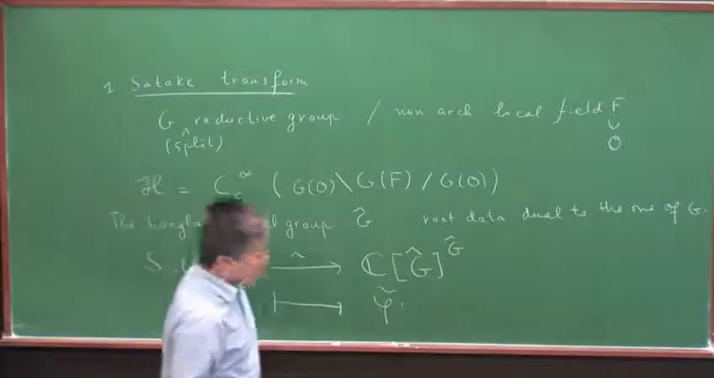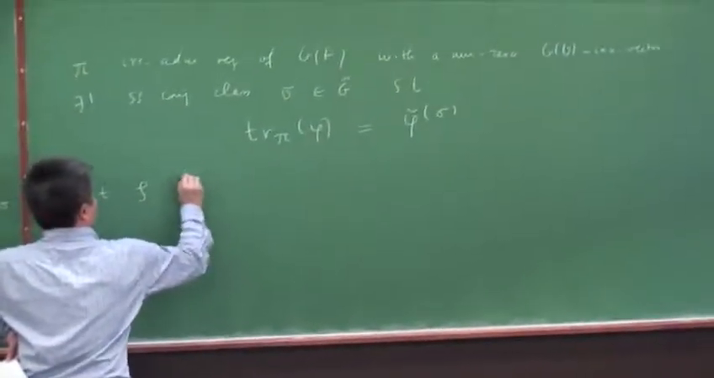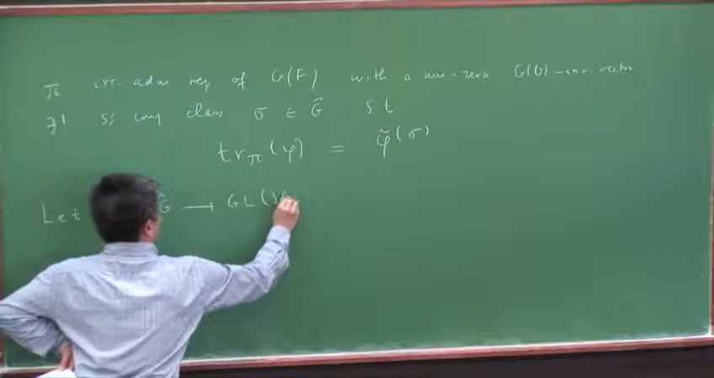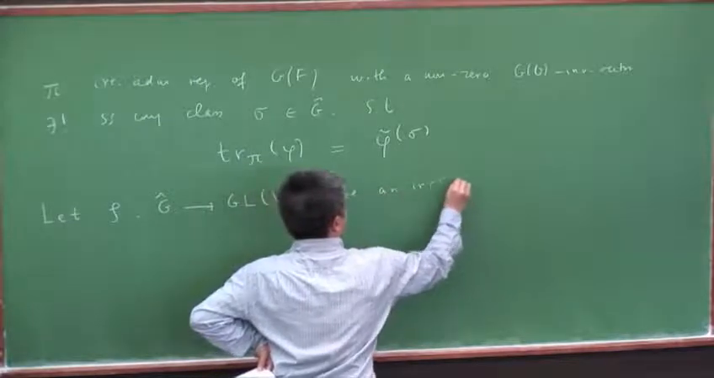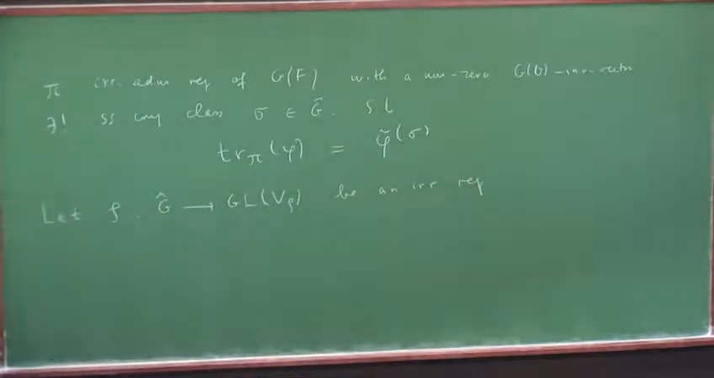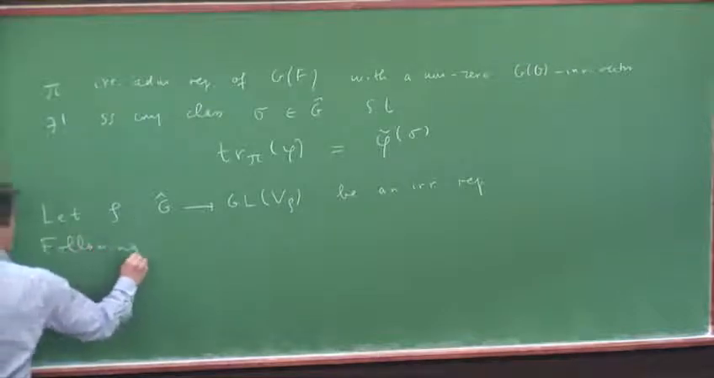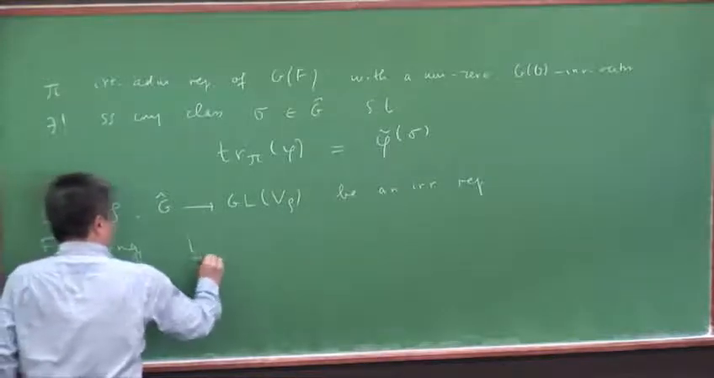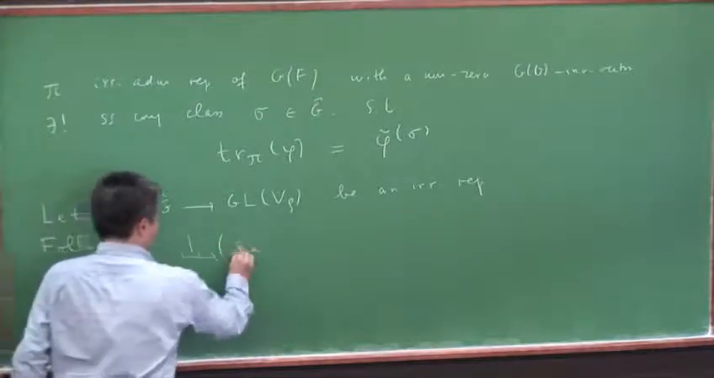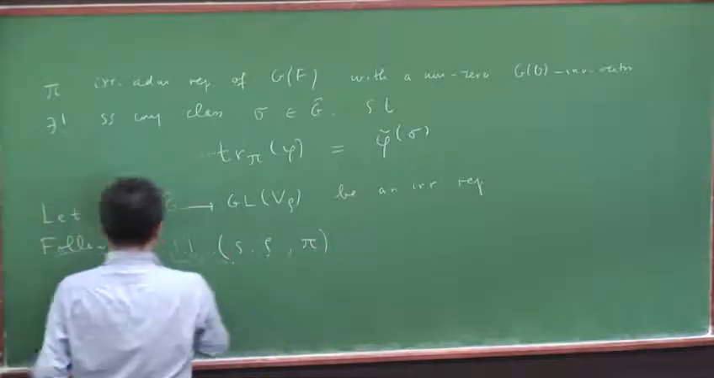Alright, so now let rho from G hat to GL_n be an irreducible algebraic representation of this complex reductive group. Then following Langlands, you can define this local factor, the L factor L(s, rho, phi), the local factor.